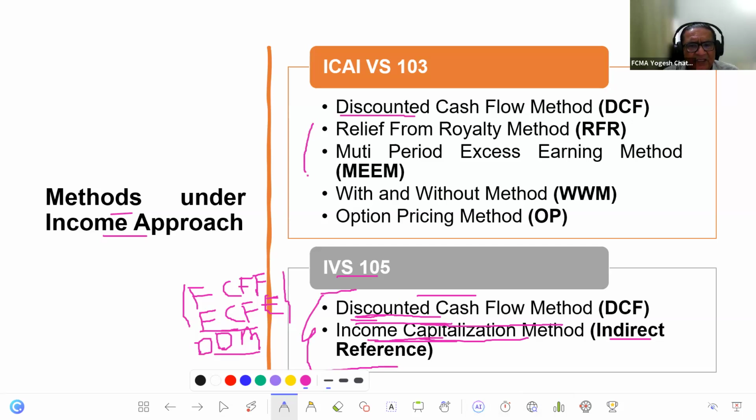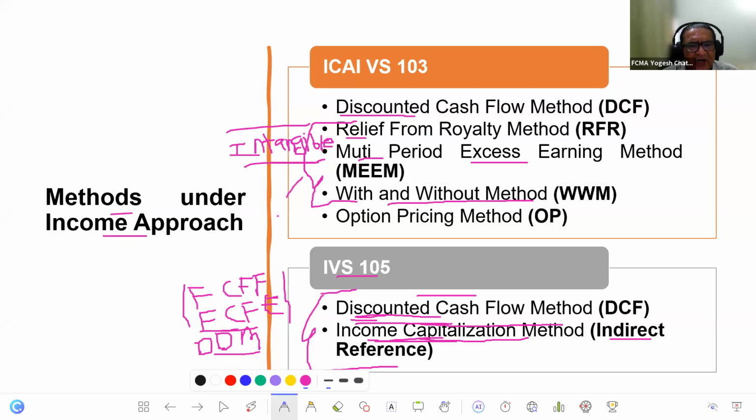And then we have these three methods which are highlighted under the ICAI valuation standard: the relief from royalty method, the multi-period excess earning method, and the with and without method. These methods are specifically applicable to intangibles. They are not meant for valuation of tangible assets. These are used for valuation of intangible assets like patent, trademark, copyright, GI tag, etc.